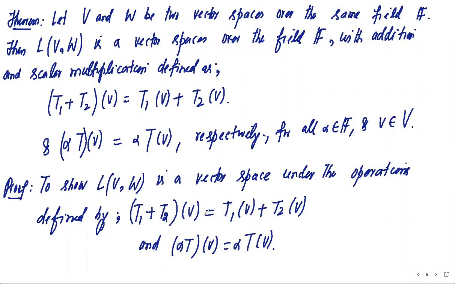Then you have to show that it is commutative, and that you can easily do. You will write T1 plus T2 of V is equal to this thing. Then this can be written as T2 V plus T1 V, because now T1 V and T2 V are elements of W. And W is a vector space, so it is commutative. So it is an additive abelian group.